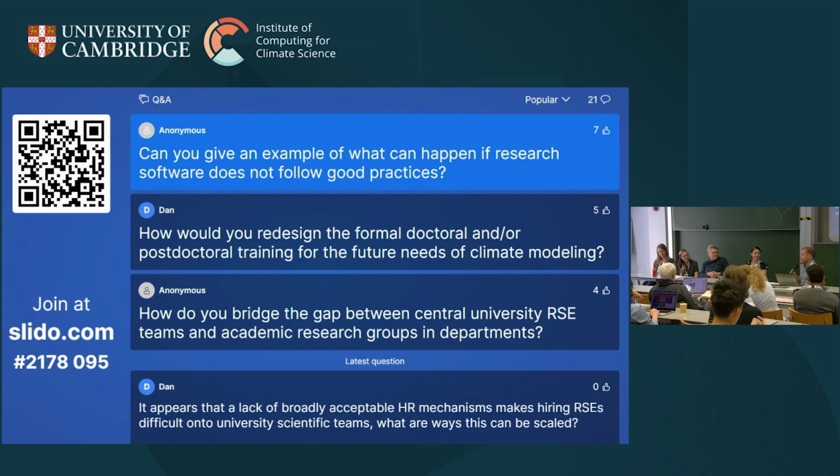Does it put people off, do you think, seeking professional support from an RSE, knowing that they have decades of publications perhaps based on a piece of software which hasn't necessarily had that critical eye over it?